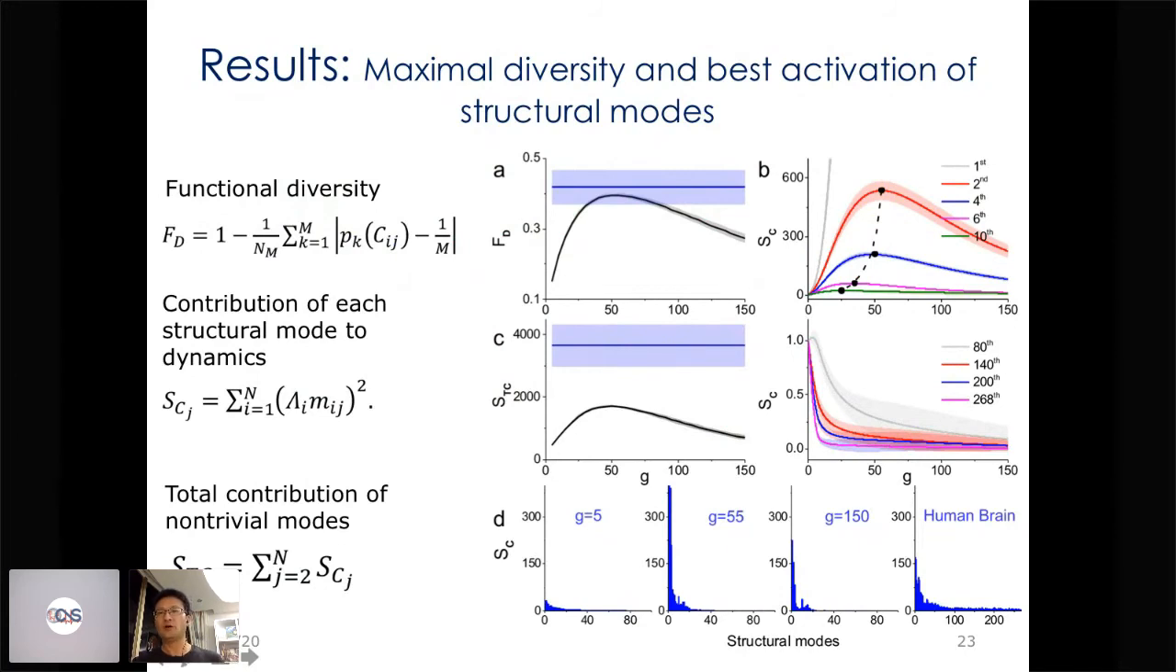When coupling is very small, only some very localized modes are activated. When coupling becomes larger, some more large scale coherent modes are activated. So this is the critical value here with the maximal diversity. This special value at the critical state gives you the moment when all the available modes are activated to a maximum. So this is the point where all potential internal modes are activated as much as possible. This is the meaning of criticality in the system.